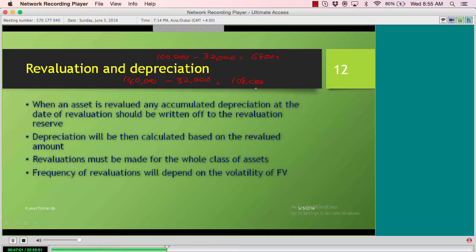So this 108,000, now we have to see what is the useful life period. Okay? 3 years. In that case, my new depreciation will be 36,000. I revalue, and therefore my new asset value is 108. My new life period is 3 years, further life, and my depreciation will be 36,000 a year. Earlier, I was charging 16,000 a year, but from now onwards, for the next 3 years, it will be 36.